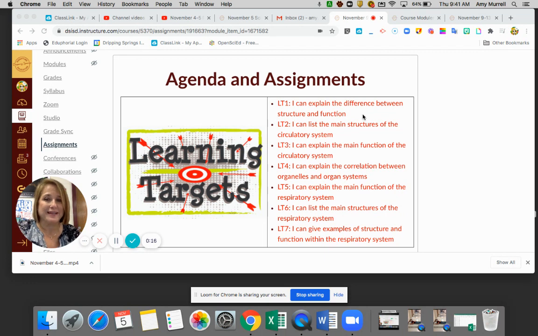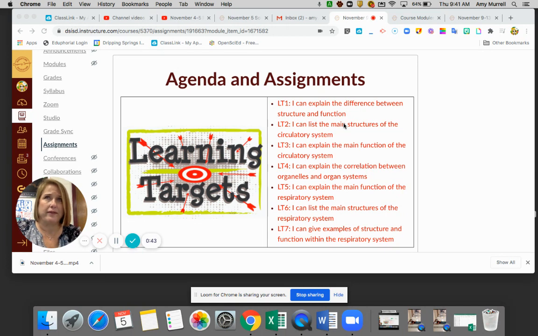Structure is how something is built, what its parts and components are, and function is what it does. So the main structures of the circulatory system we learned were the heart and the vessels, and there are three kinds of vessels: veins, arteries, and capillaries. Veins carry blood to the heart, arteries carry it away from the heart, and capillaries connect them.